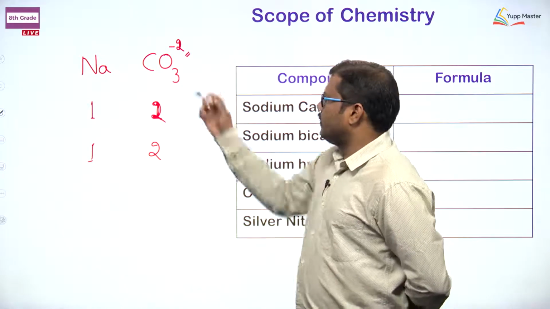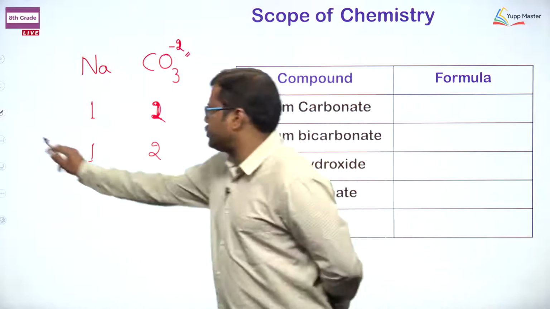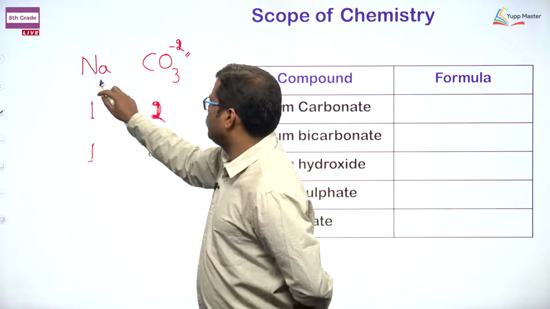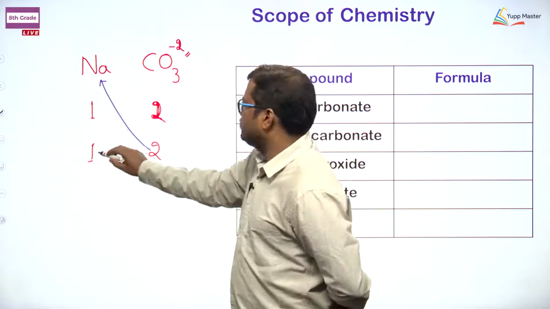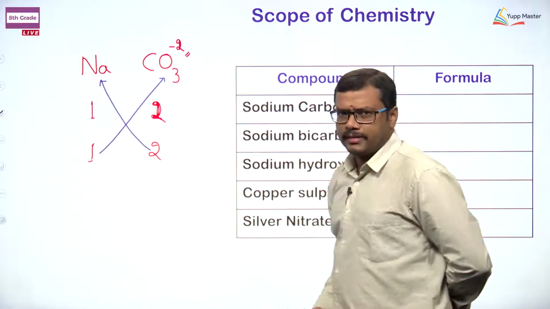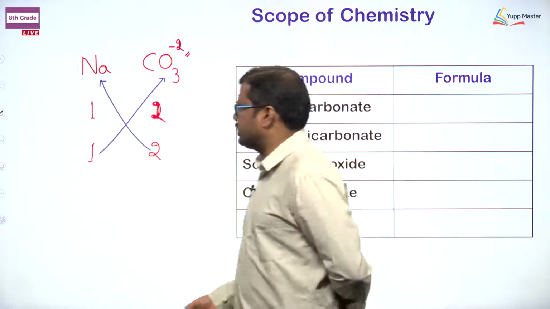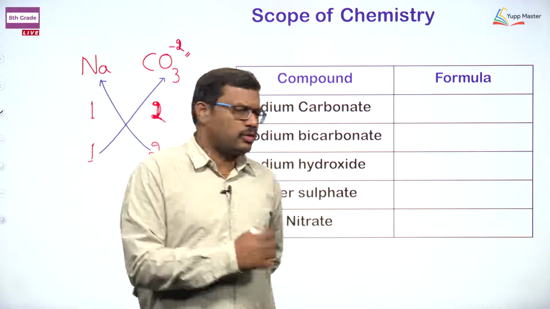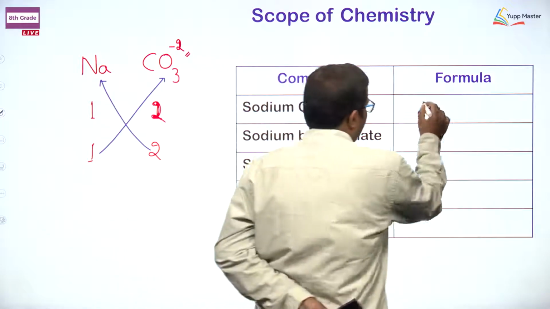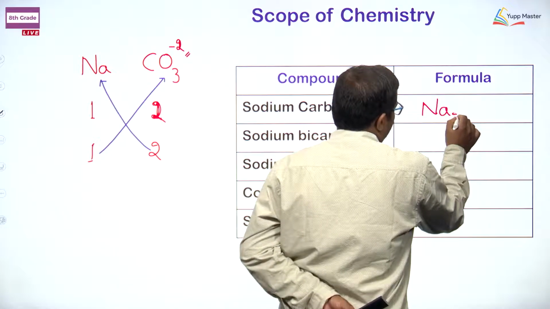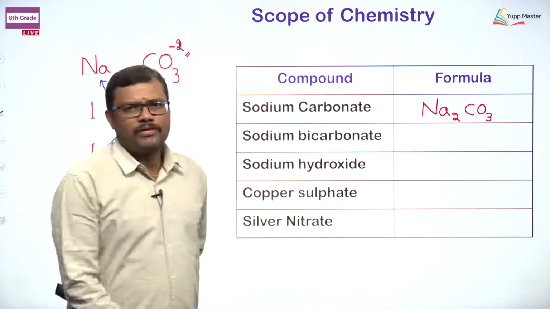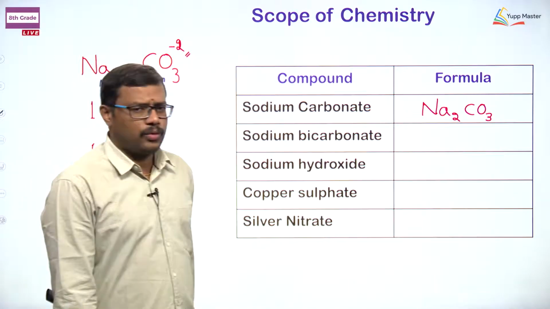Okay. In this case, we have to exchange the valency of carbonate to sodium and the valency of sodium to carbonate. So, exchanging them, we can write the formula as Na taken 2 times, CO3. Na2CO3 is the formula of sodium carbonate.